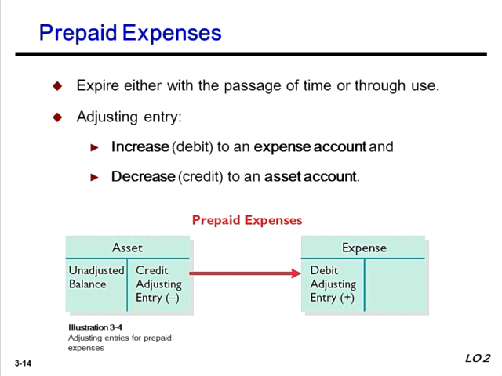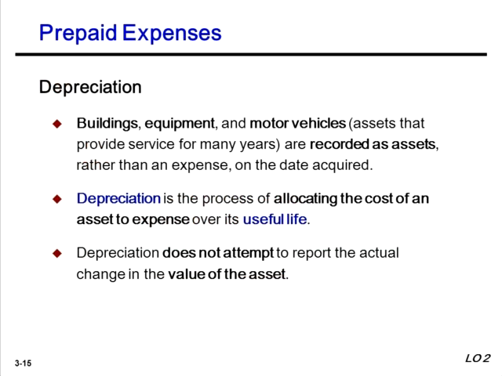As we receive the benefit from that asset, then what we would be doing is increasing the expense account and decreasing the asset. So we'd be transferring a portion of that asset amount from the asset account to the expense account. For our purposes in this course, once again, we will not be doing the journal entries. This is just to give you an understanding of how this works.